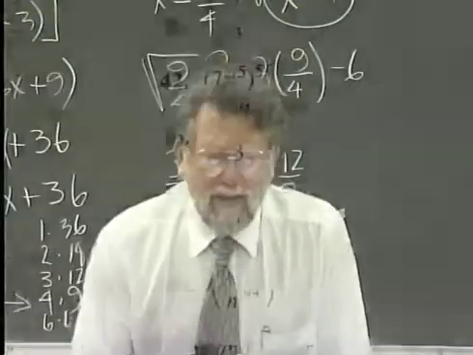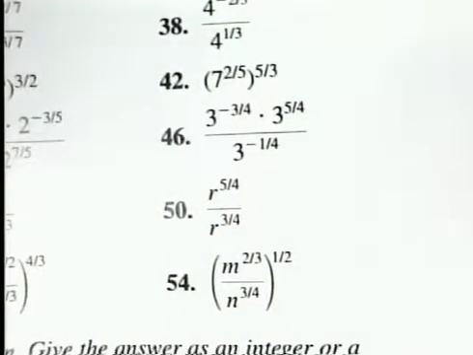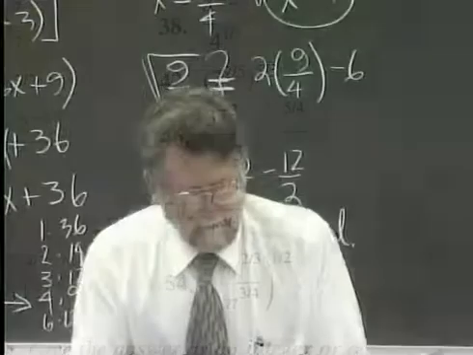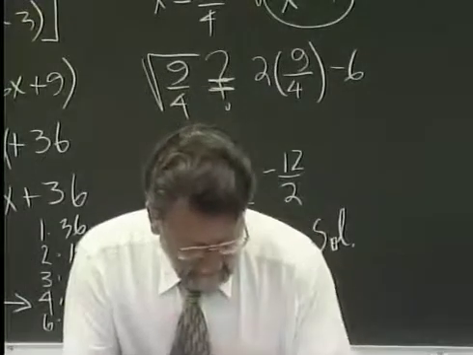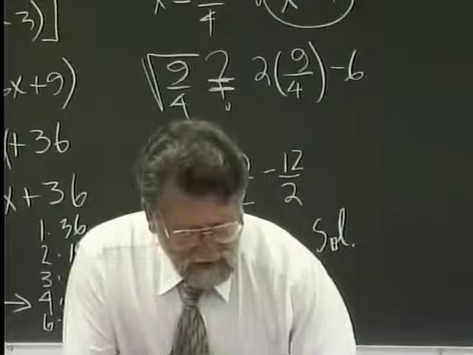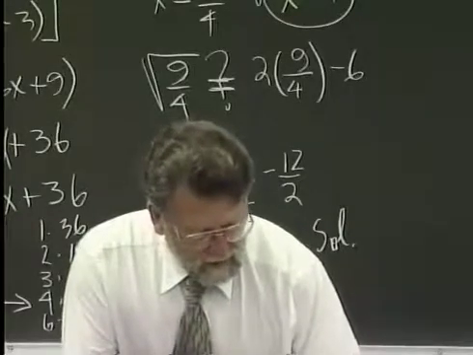Let's go back to 42 again. Now you understand that's 2/5 times 5/3, so what's the answer in your head? 2/3. 7 to the 2/3, right? Okay. Well, let's see if life gets any more interesting.